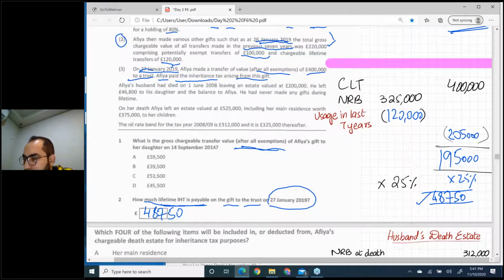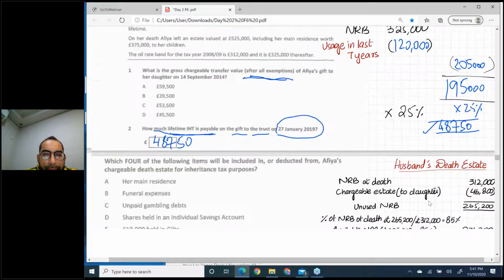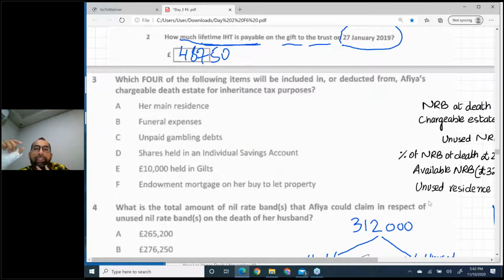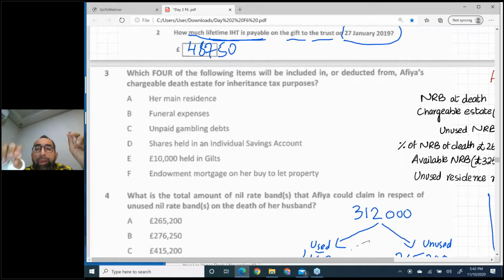Okay. Now, this is a general question. Question number 3, general question. Which 4 of the following items will be included in or deducted from the death estate? In short, which 4 of the following items are relevant to the death estate?